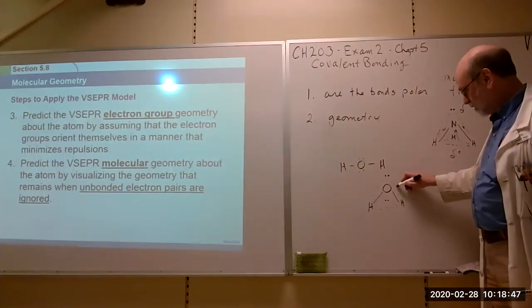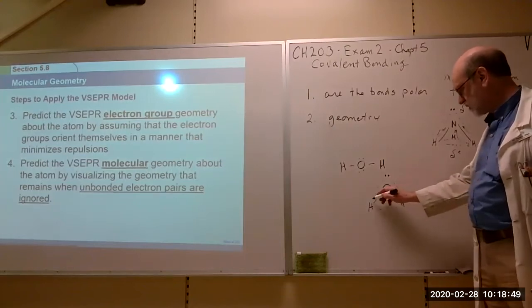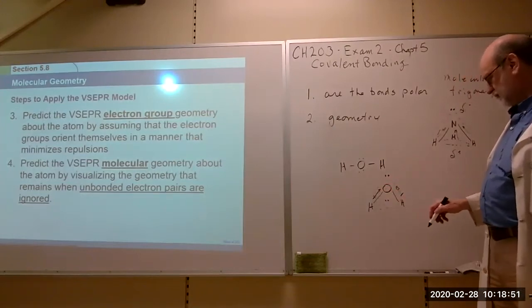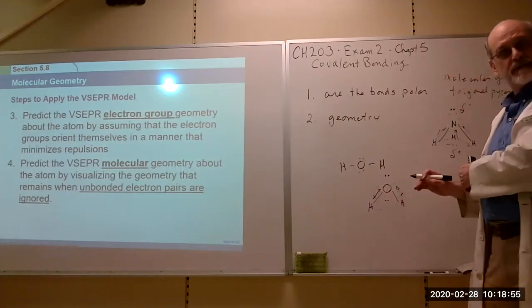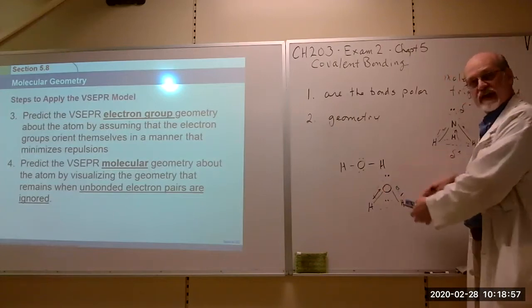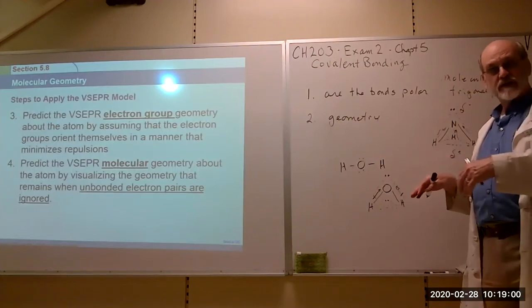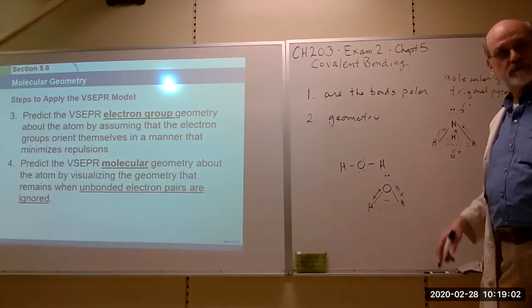And the dipole for each of the bonds is toward the oxygen. So since they don't cancel one another out, plus you've got those lone pairs toward that side, water is a very polar molecule.